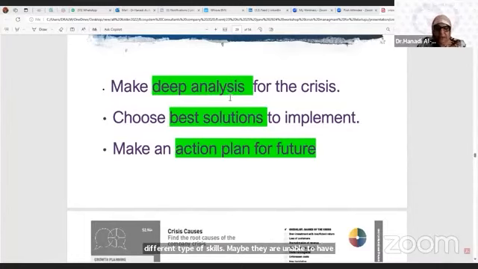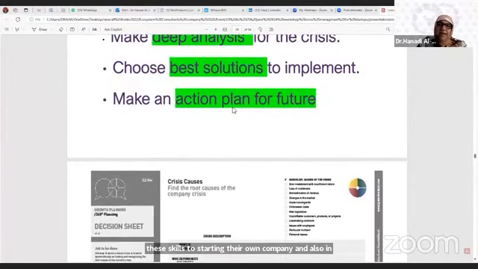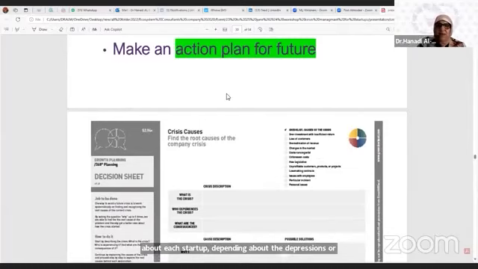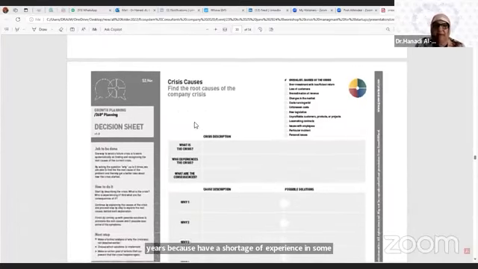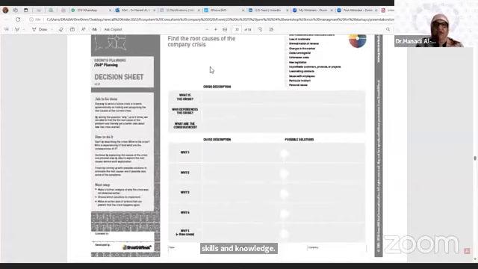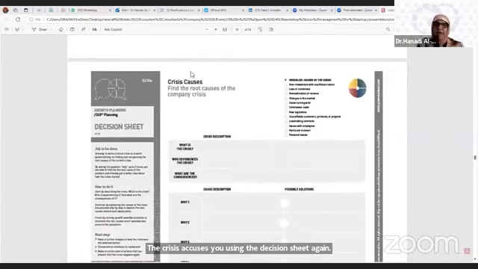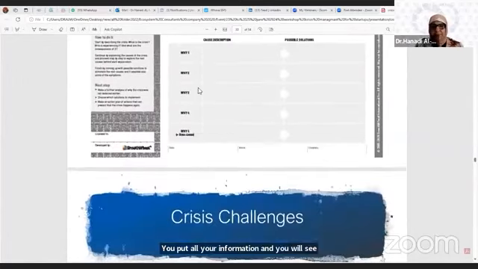And also the previous keynote speakers discussed the situation of each startup, depending on the depression, or on how they make a plan for the company, and the company collapses within, let's say, 1 year or 2 years because of a shortage of experience in some skills and knowledge. For the crisis causes, you use the decision sheet again. You put all your information, and you will see how you reach the root of the crisis.